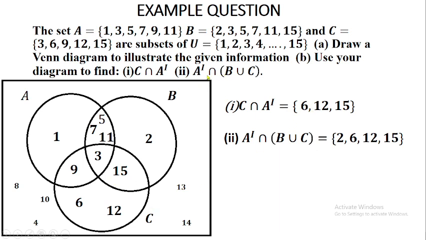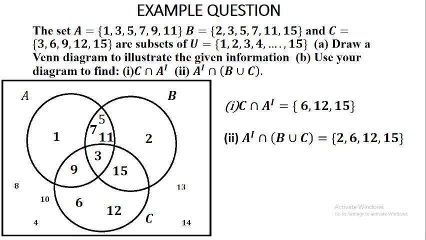Then also A complement intersection B union C. A complement intersection B union C. A complement is remove A. Then intersection B union C, the union of B and C, this union of this and this. After you might have removed everything in A, remove this A away. You have this and this left in B union C. So that means you have 2, 6, 12, and 15. And that will give us the answer we are looking for right there.